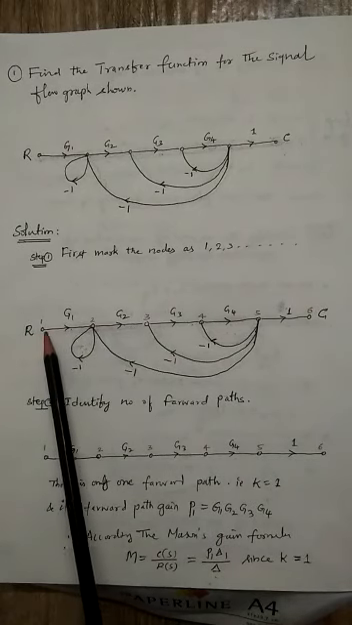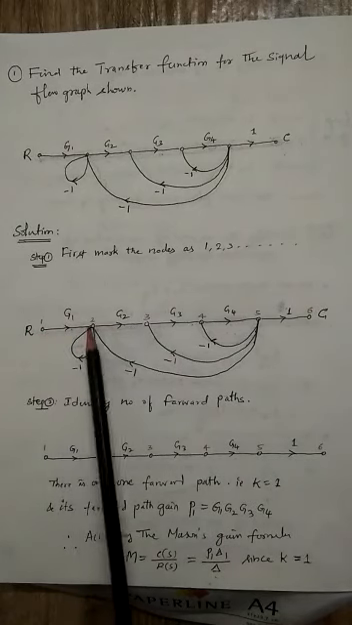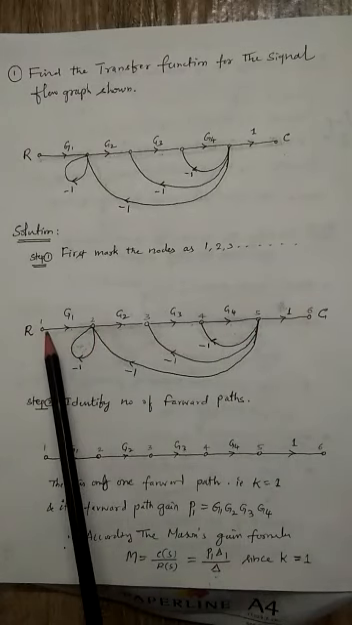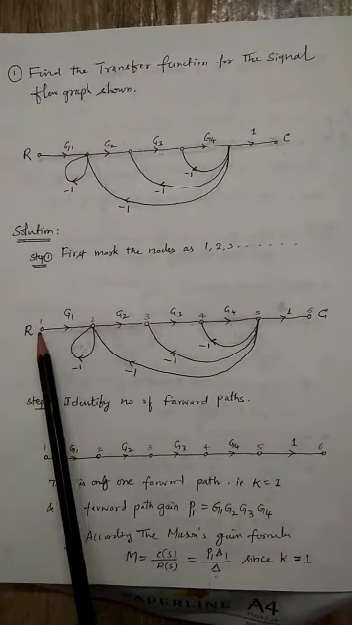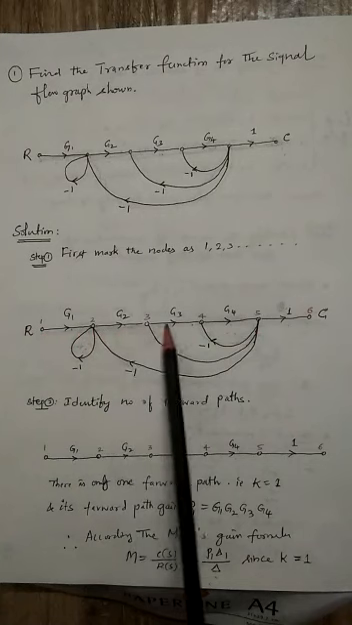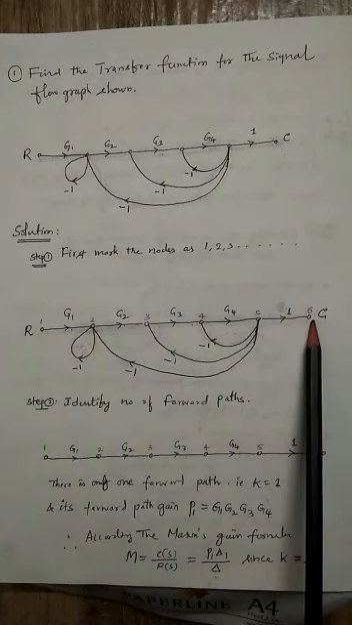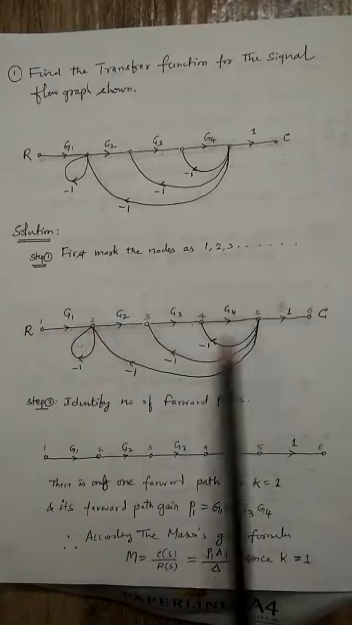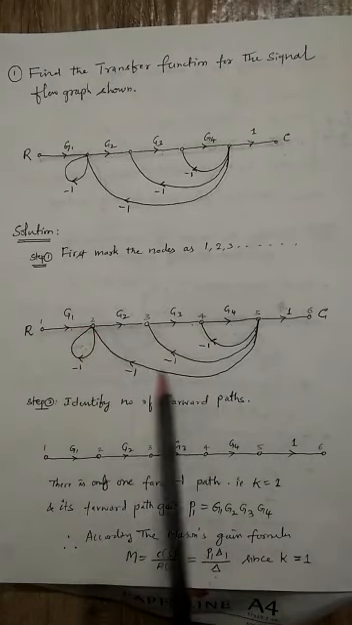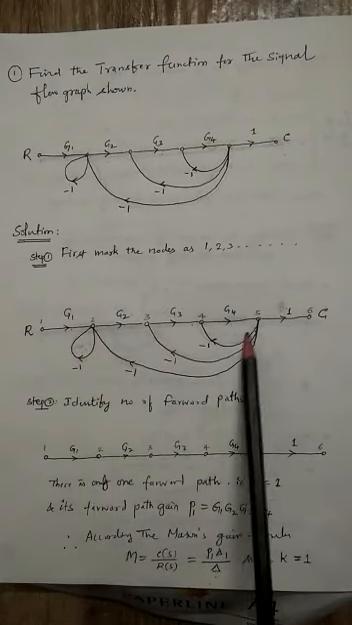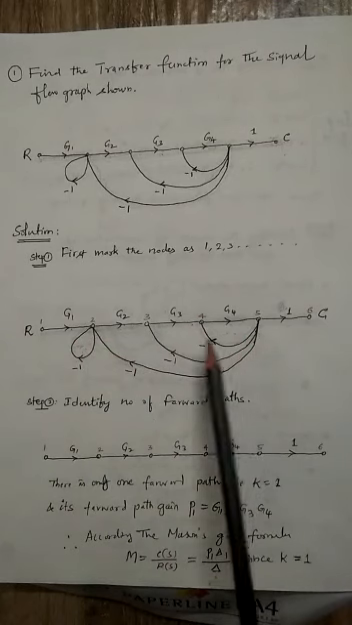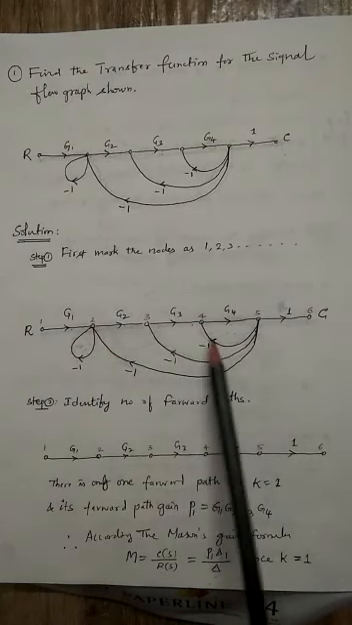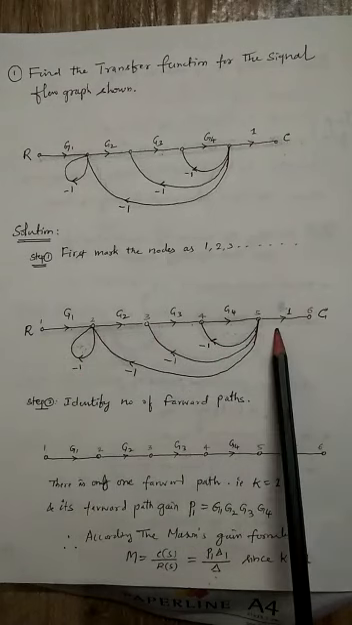When you are traversing in that path, you should not repeat the nodes and you should not move against the arrow. So this is one forward path from input node to the output node. Further, you don't have any forward paths because if you move like this, you'll be moving opposite to the arrow. So in this particular problem, there will be only one forward path.